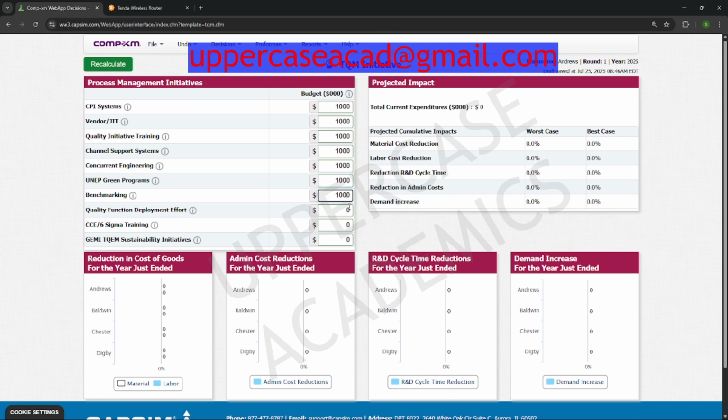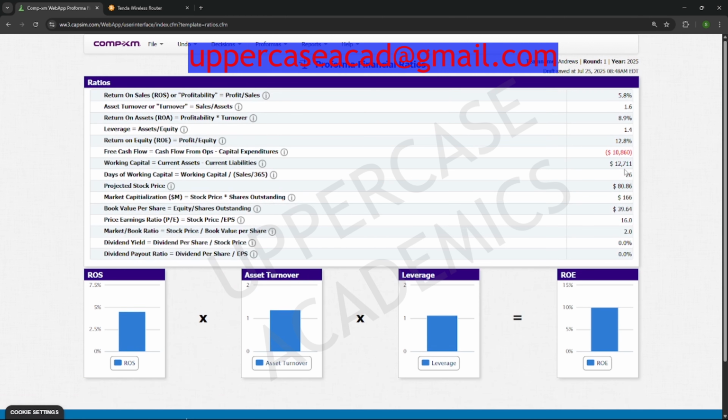Next, I want to increase the demand of my product. The Six Sigma training will aim at reducing the labor and the material cost. Now, my sustainability will aim at reducing my material and labor costs. So I'll invest 1,000. Then I'll hit my calculate button. Then I'll come and check on my ratios. Now if I look at my ratios, I see that all of these are black except for the cash flow. This one I'll try and sort out from the finance department.